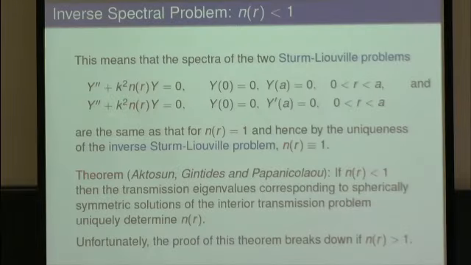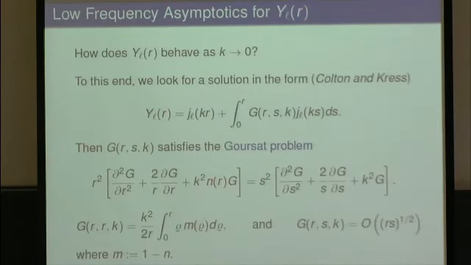Maybe just because this proof breaks down if n of r is greater than 1, an analogous result would be true by a different proof. But I'll show you now what kind of thing we can establish for n of r bigger than 1. It's not nearly as good as what they have. I mean, this inverse spectral theorem involves using all the transmission eigenvalues, not just the ones corresponding to spherically symmetric eigenfunctions. I'll show you how that works.